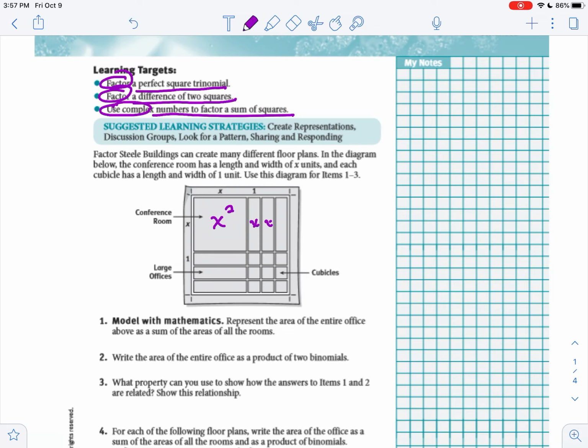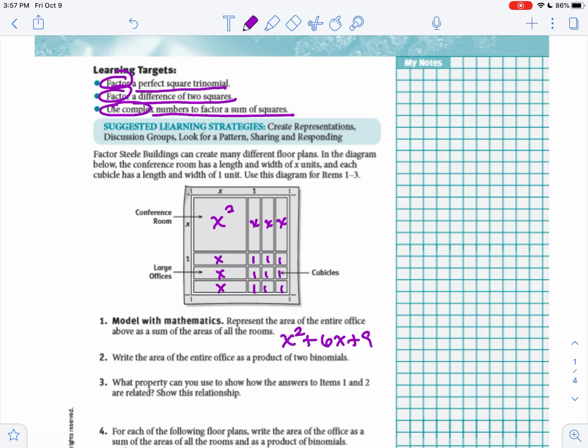So x times x, we know this has got to be an area of x squared. 1 times x makes this one x. So all these long ones are going to be x because they're all 1 times x for their areas. And the little cubicles, they're like ones, 1 by 1. So if we add all these together, we can represent the area of the entire office. We've got an x squared plus 6 x's, and then we have 9 little cubicles, so 9 ones.